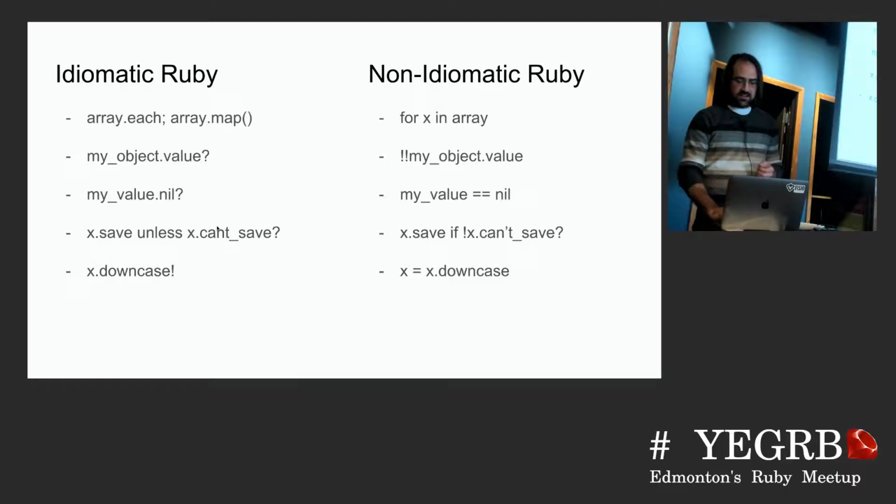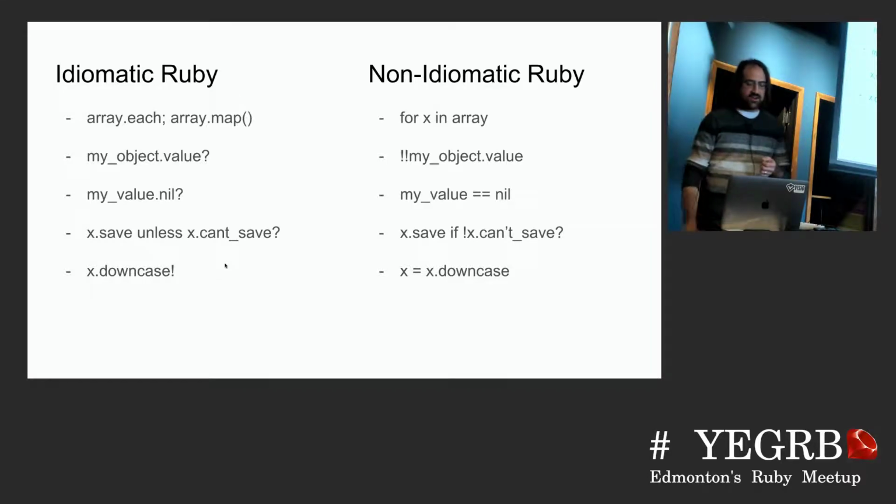Ruby has the unless word instead of if not on the other side. And again, that just makes it really easy to read. So if I say x.save unless x can't save, that's pretty understandable to a human. But if I say x.save if not x can't save, that's too many negatives and I get a little confused.